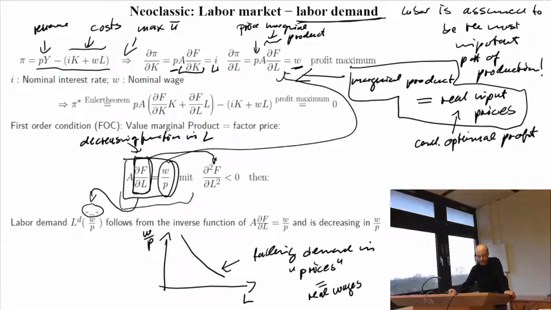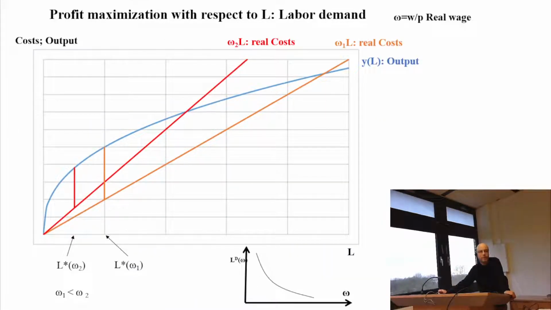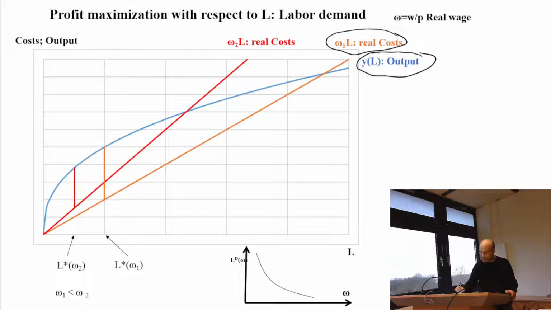Or I think you have seen this picture also in other lectures. If you want to derive this graphically, then we take just output minus real costs, and output we derived that this is the right-banded function, so the blue one. Real costs, depending on the input factor, is just a linear line coming from the origin. And if you want to maximize profits, then of course you look where is the largest distance between the output and the real costs.